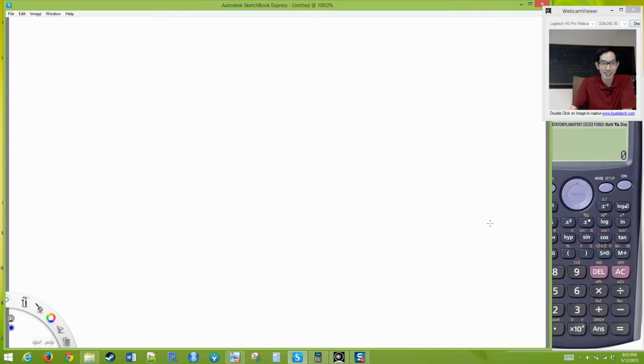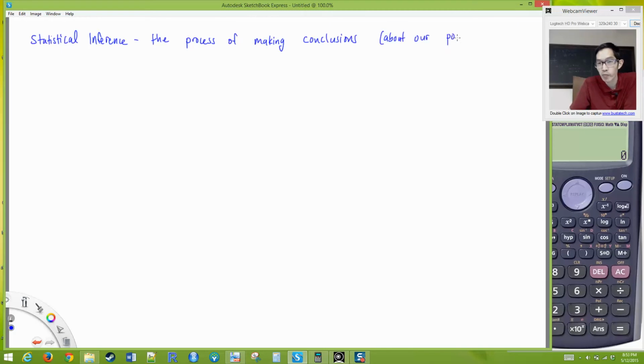Statistical inference: the process of making conclusions about our population based on limited data provided by our samples.